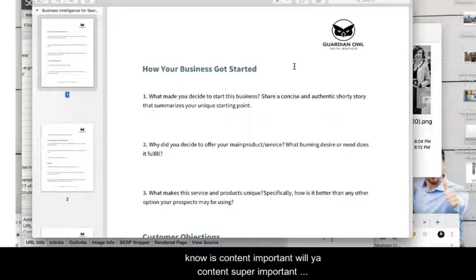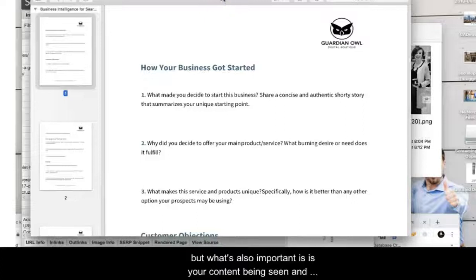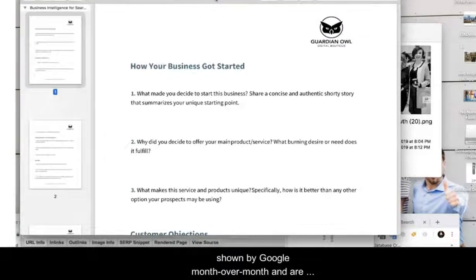So when people ask me, is content important? Well, yeah, content's super important. But what's also important is your content being seen and shown by Google month over month. And are you attracting the right customer into your website? That's where the dots aren't connected for businesses yet online, because they don't have that business intelligence within search engines and the understanding yet to look at their online website as a business.